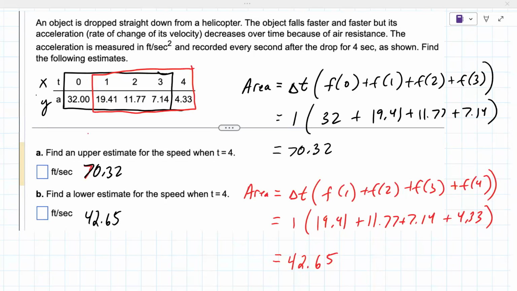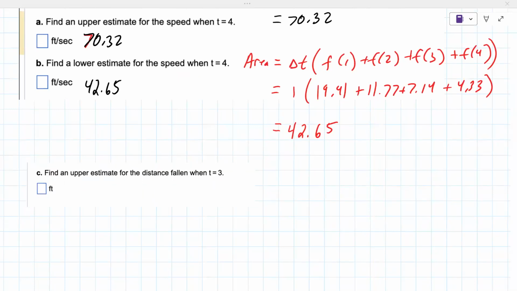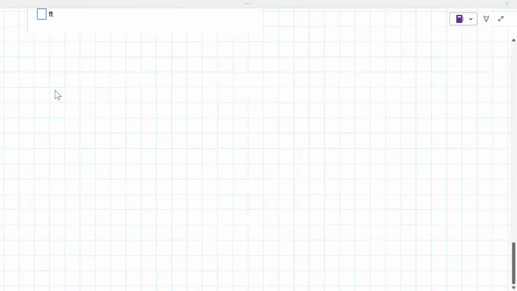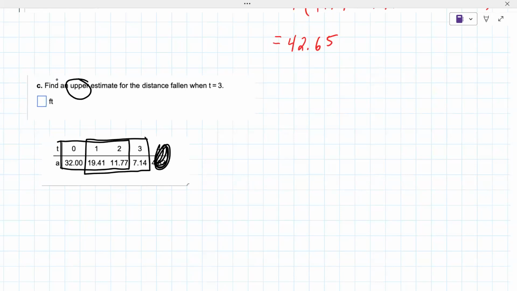And for part C, you'll notice what they do is they say, imagine you're only going to t equals 3. Let me snip in the table again. So you don't care about that last one for sure. So it's like, are you going to use the first 3 or the last 3? And since you want the upper, you want to use the larger values. So you're going to use 0, 1, and 2 for that, the first 3.